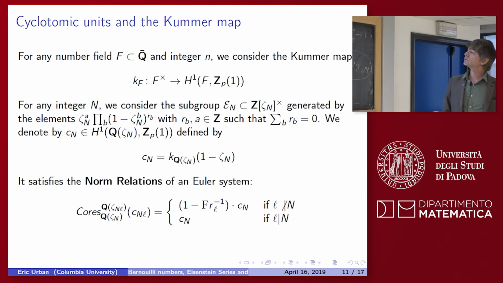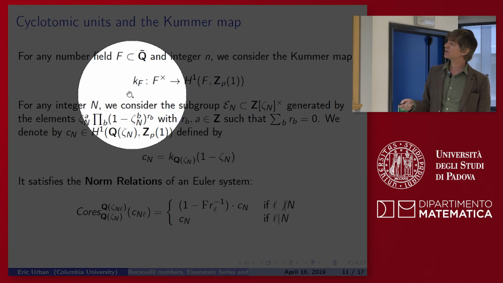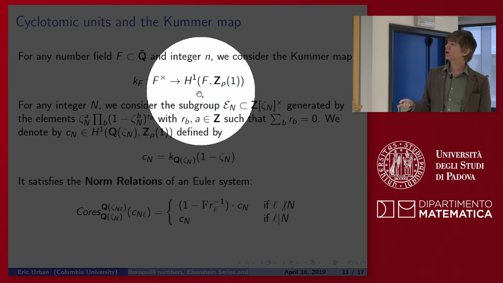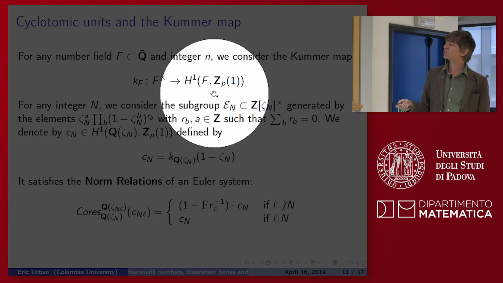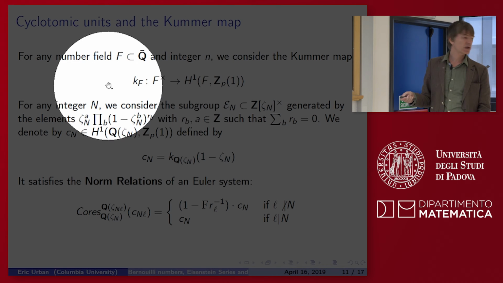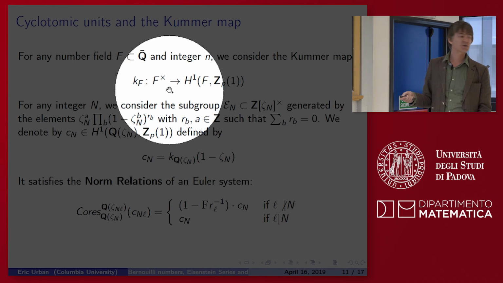So that means that from this map, you see that whenever you have an element in F cross, you can define an extension here, an element of this Galois cohomology. And moreover, if you take a unit in F cross, what you get here is an extension which is actually unramified.